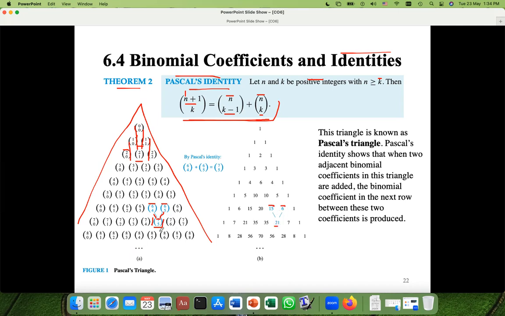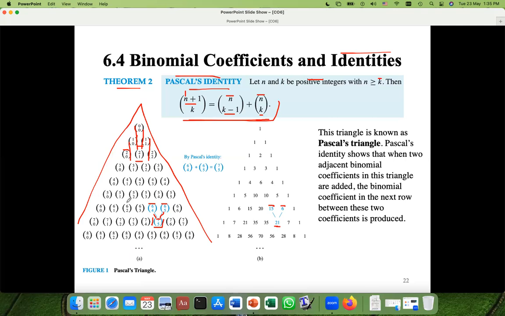That 21 would be the answer of this 7, 5. This is 7, 5. 7 factorial, and the down 5 factorial will be cancelled. 7 times 6, 42. And then you will have 7 minus 5, 2 factorial. 42 divided by 2, 21. So that is that thing.